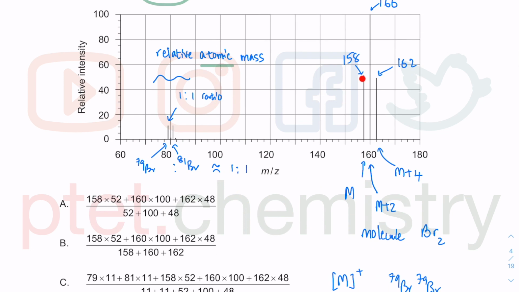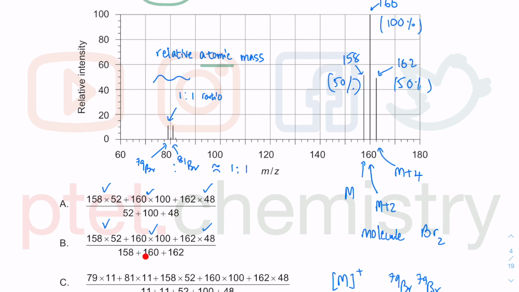Now looking at the molecule, if we look at these, this give or take is around 50%, and then this is around 100%, and this is around 50% again. So what we get is the mass number multiplied by the percentage. So 158, well, it's not exactly 50%, I guess 52 is probably right. 158 multiplied by 52, and then I add it with 160 times 100%, and then I have 162 times 48 because that plus that give me 100. And I've got to divide by the sum of all the percentage, which in this case is not 100%. It's just going to be the sum of all of these.